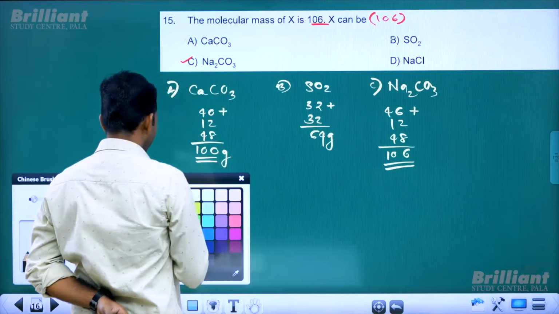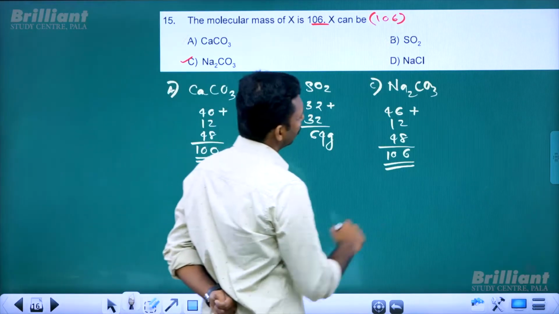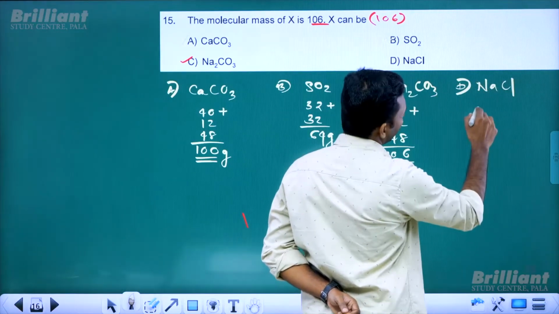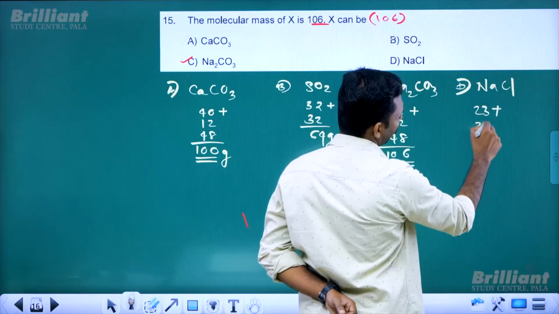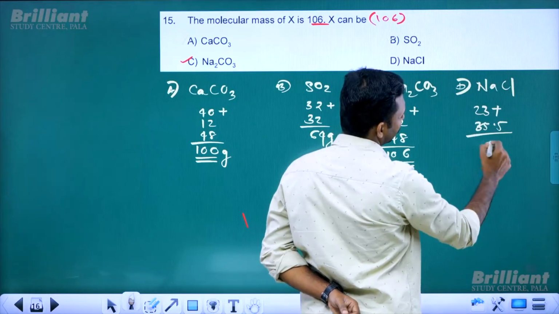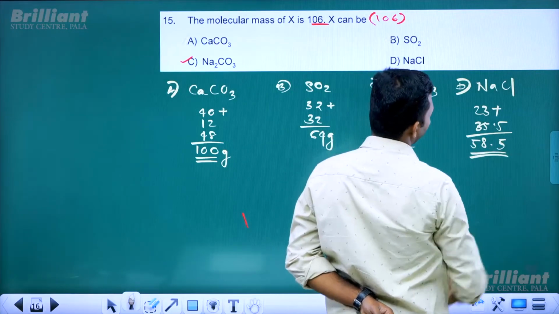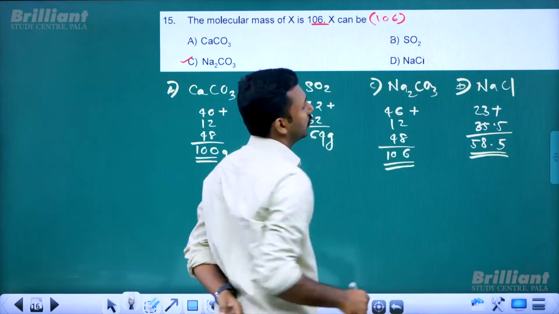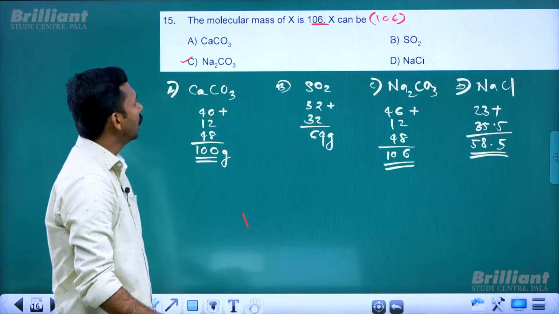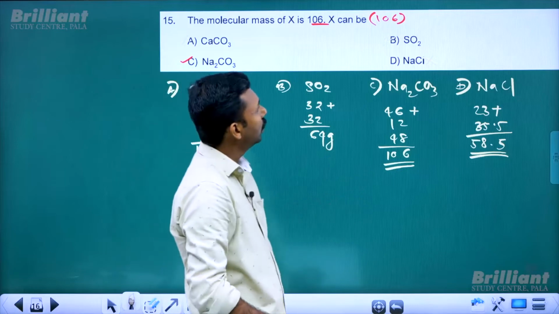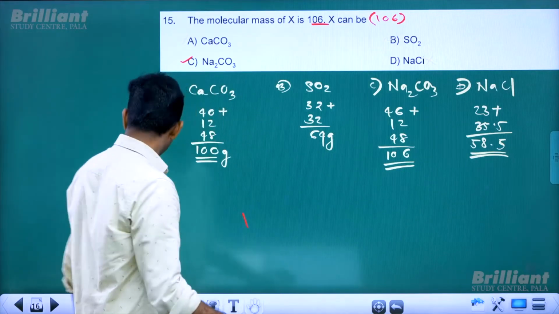Once again, D option, NaCl. That is 23 plus 35.5, that is equal to 58.5. So that also cannot be considered. So our answer option is option C. Sodium carbonate is having molecular mass 106, as given by the question.